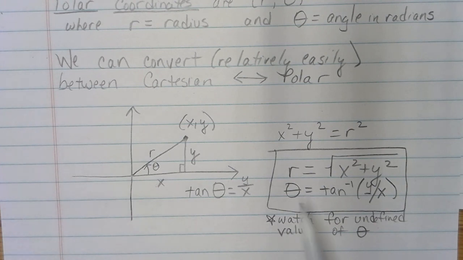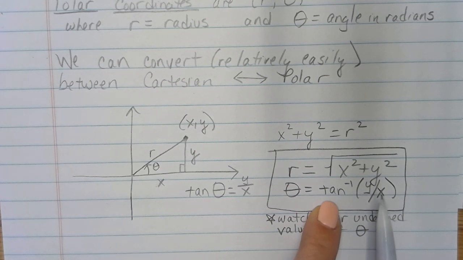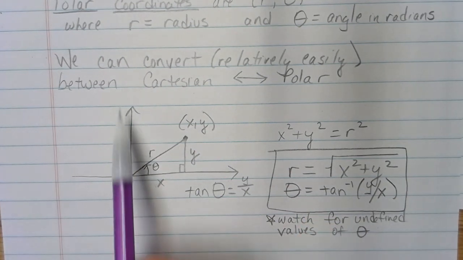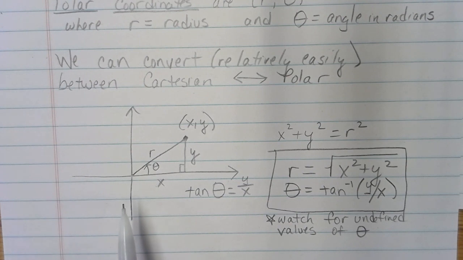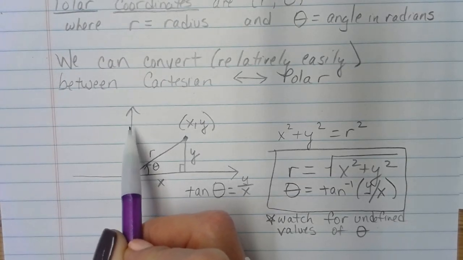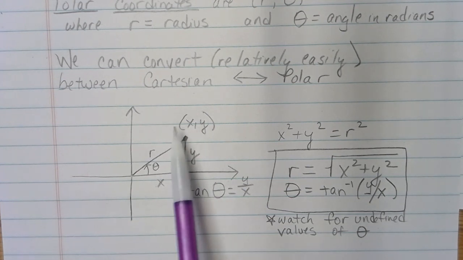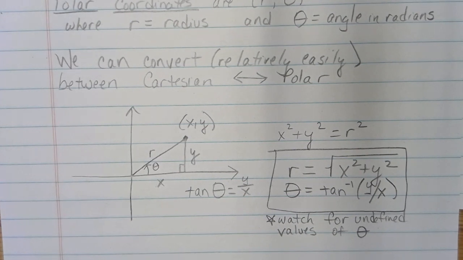Where do the undefined values of theta happen? So where will tangent be undefined? Well, that would be anywhere the x is 0. So that means if I have any point that's on the y-axis, I will have to use my brain to know if theta should be pi over 2 if it's on the positive y-axis, or if theta should be 3 pi over 2 if it's on the negative y-axis. So you do have to be a little bit cognizant of what that should be. But that's taking any point and going from Cartesian to polar.